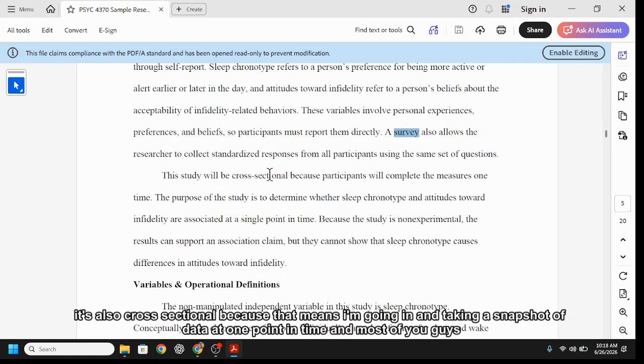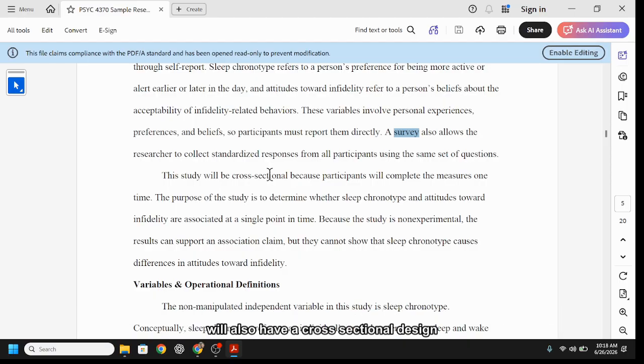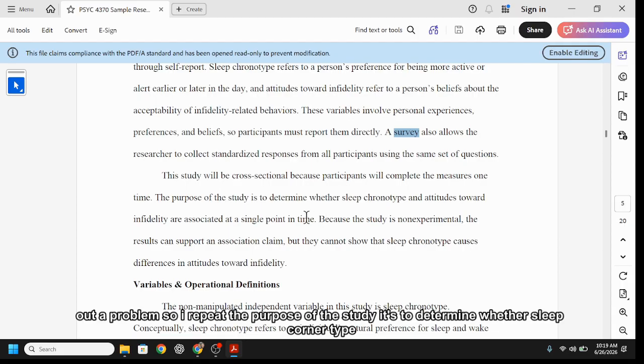It's also cross-sectional because that means I'm going in and taking a snapshot of data at one point in time. And most of you guys will also have a cross-sectional design. I don't recall anybody giving me an example that was longitudinal. If you're in doubt, ask me and I'll help you without a problem.